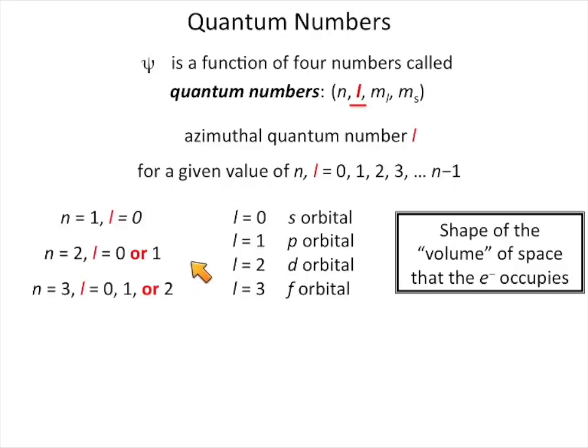Now we give letters to these. So if L equals 0, we call it an s orbital. If L equals 1, it's a p orbital. L equals 2 is a d orbital, and L equals 3 is an f orbital.